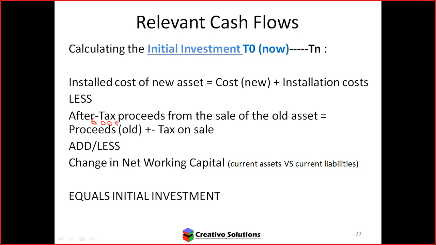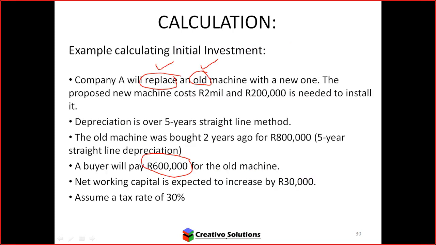Then I need the tax on the sale. How do I calculate tax on the sale of an asset? Have you done tax yet, Tammy? No. You haven't. Okay, you have done accounts though, so you're familiar with carrying value, right? So how do I calculate carrying value? Cost minus accumulated depreciation. Yes. So when I look at the carrying value of the asset, I need to work that out. I need to know what is the carrying value of the asset.